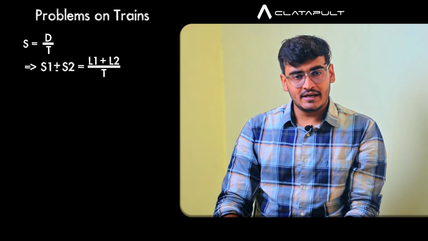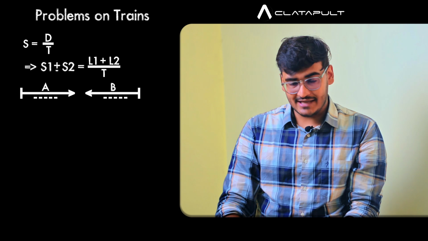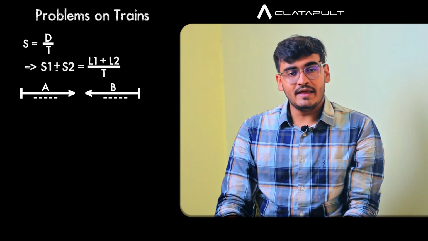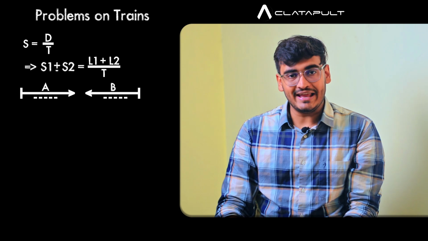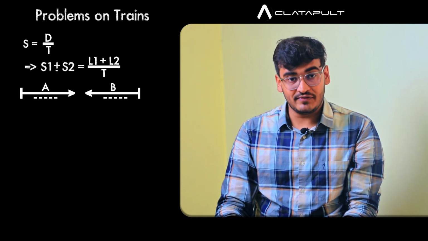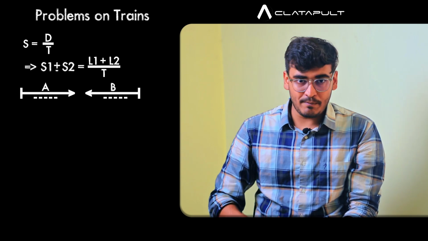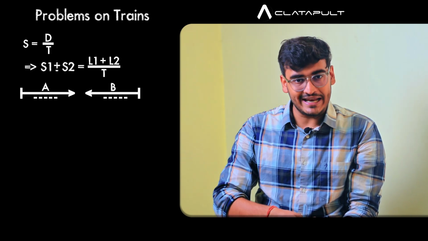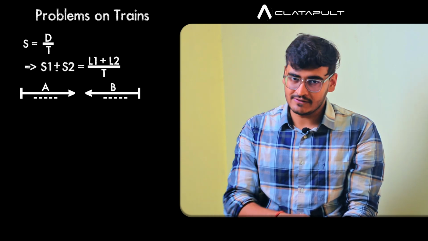Now the third thing that we have to note in this chapter is the concept of overtaking of trains. Now if two trains are moving in the opposite directions, as we can see from this figure, then train A, which is moving from left to right, and train B, which is moving from right to left, we can say that train A crosses train B when the end part, which is the tail part of train A, crosses the tail part of train B, as you can see in this figure.